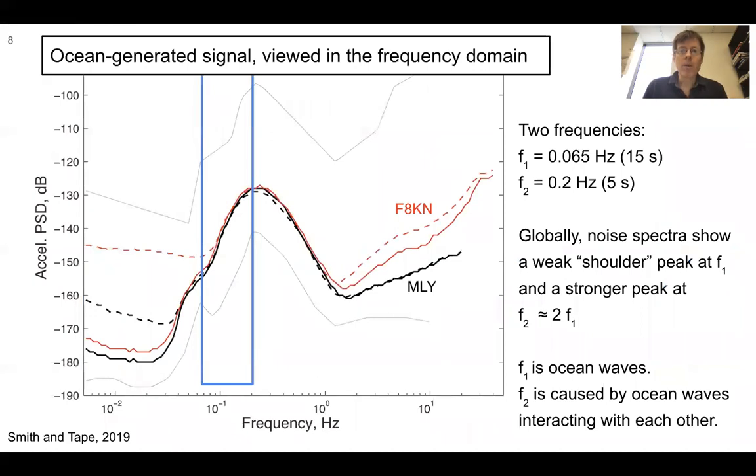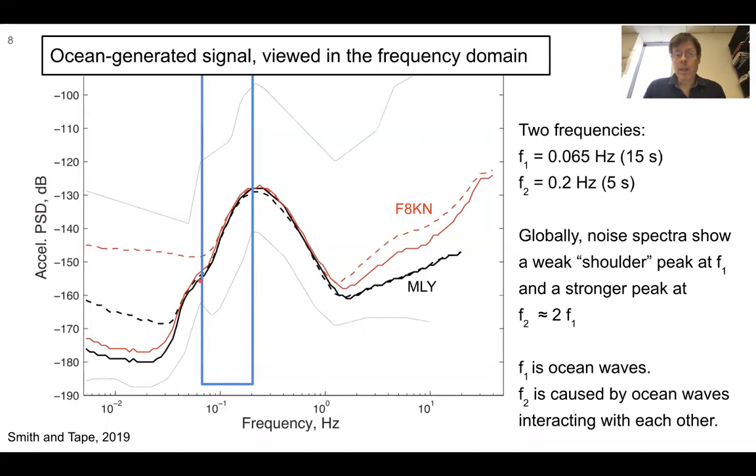We showed previously we can also view these in the frequency domain, and this is showing the ambient noise spectrum for a station. Let's take the black one, Manly, shown here in black, and you see that for certain frequencies it's largest. If we look globally, as shown by these bounding spectra below and above, everywhere in the world has this signal, and we can see that it's bounded. There's a peak right here at a frequency of about 0.2 hertz, or a period of 5 seconds. And then there's this shoulder shown right here. Globally, noise spectra show this weak peak and a stronger one at approximately twice the frequency.